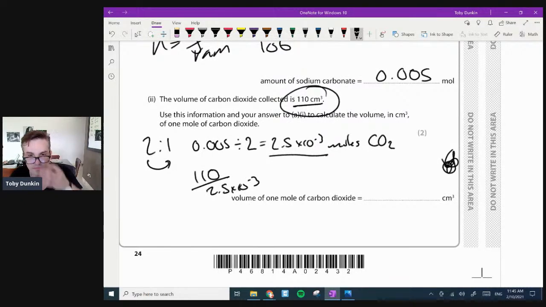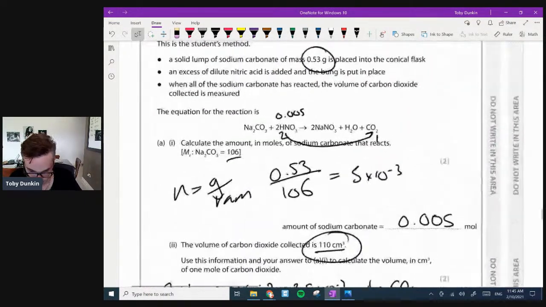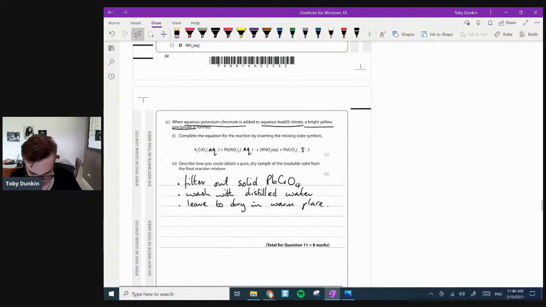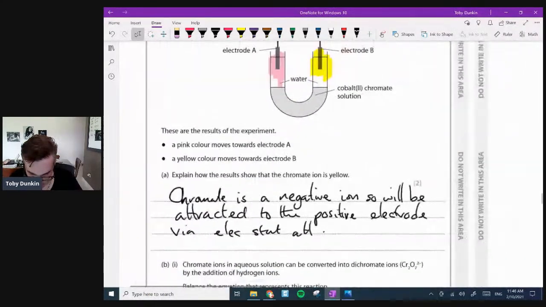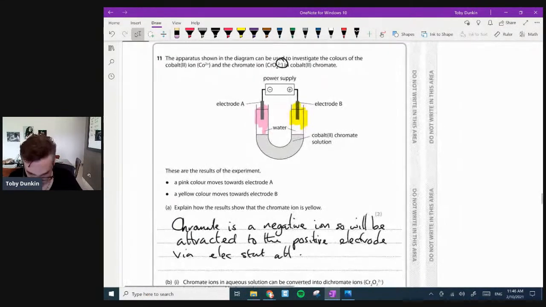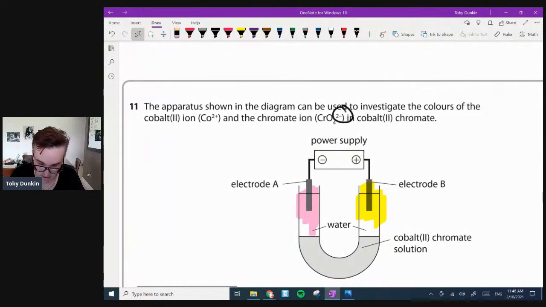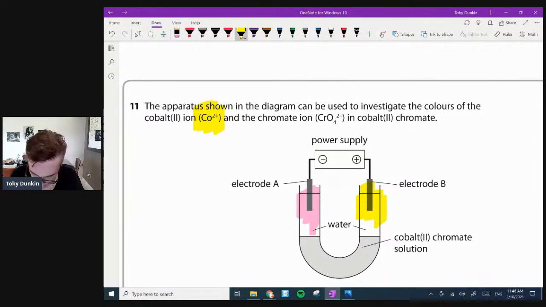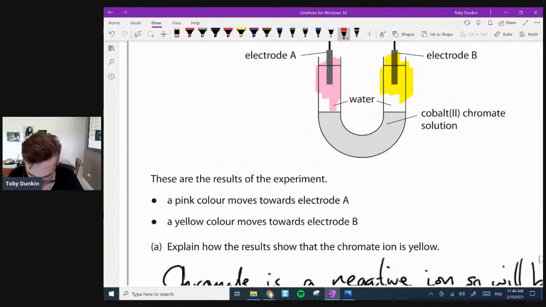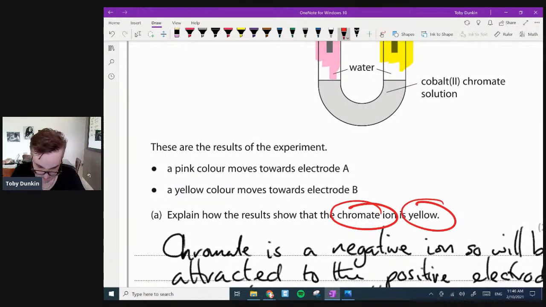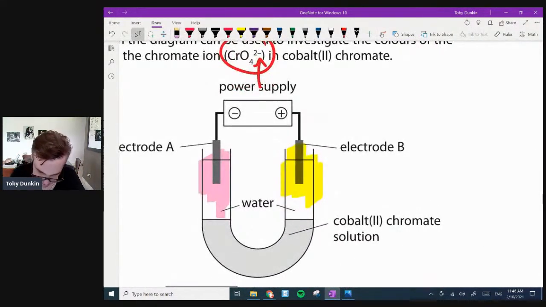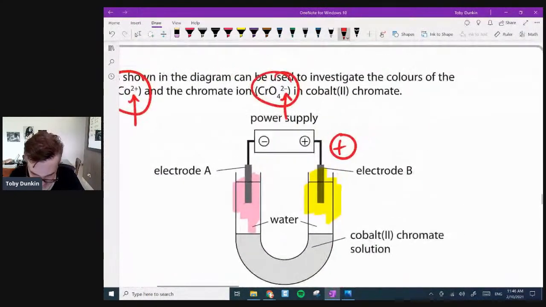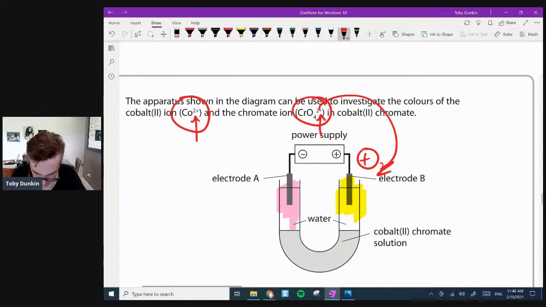Can you explain 11A one more time? 11A. Oh, yeah. Yes, I can. So the trick to this question was it's in the question. They tell you that the cobalt is +2, and the chromate is -2, and then they gave you the colors. It then says, explain how you know that chromate is yellow. They've said yellow moves towards electrode B, and electrode B is the positive one, which is going to attract the negative ion, which is that one. Whereas the cobalt 2+ is going to be attracted to the negative electrode, and that goes over to that one.